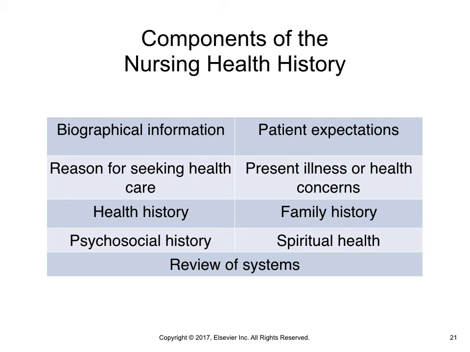Determine the present illness or health concerns. The nurse will need to determine when the problems began, how severe, intensity, quality, what makes them worse, and what makes them better. Use the acronym PQRST: provokes, quality, radiate, severity, time. Also assess if the patient has concomitant symptoms. Does he or she experience other symptoms along with the primary symptom?